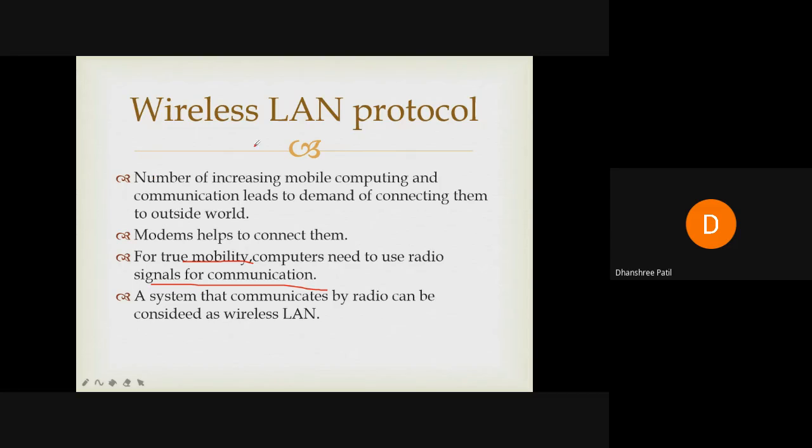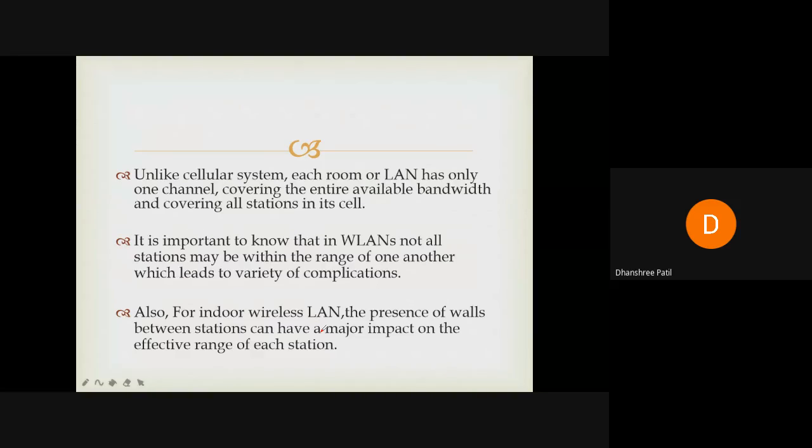Okay, so in wireless LAN protocols, we are going to see some of the issues and some of the protocols which can be used to get a high frequency band, or how it gets a high frequency bandwidth. That we are going to discuss over here. A system that communicates by radio can be considered a wireless LAN. Quickly I'll tell you: unlike the cellular system in phones, each room or LAN has only one channel, covering the entire available bandwidth and covering all stations in its set.